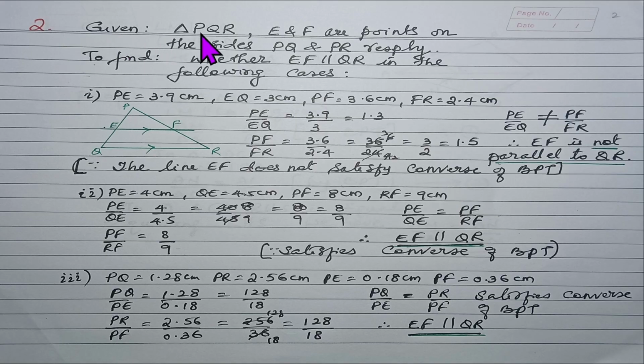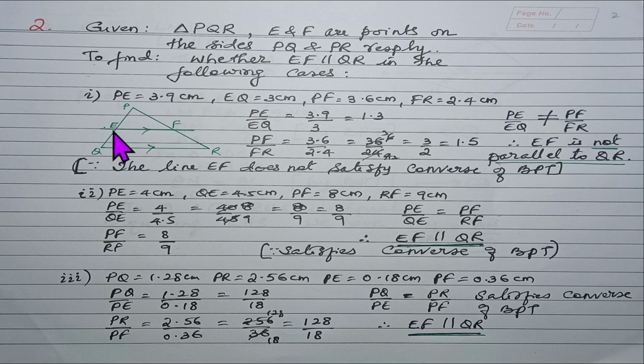Now here we are given a triangle PQR. E and F are points on the sides PQ and PR respectively. Now we have to find whether EF is parallel to QR in the following cases. There are different cases given, and we have to show that EF is parallel to QR or not. So let us go to the first case here. We are given PE is equal to 3.9 centimeter, EQ is equal to 3 centimeter, PF is equal to 3.6 centimeter, and FR is equal to 2.4 centimeter.